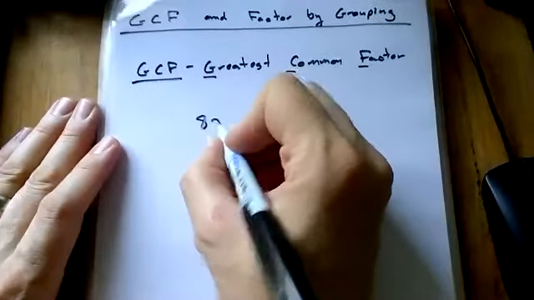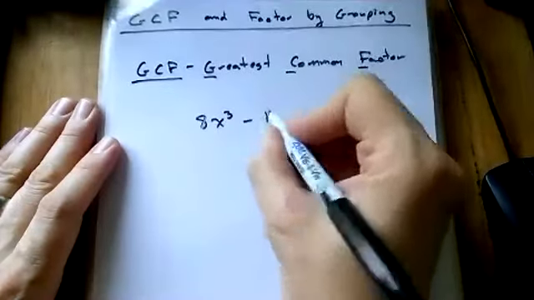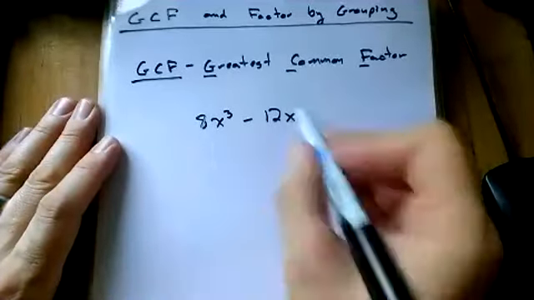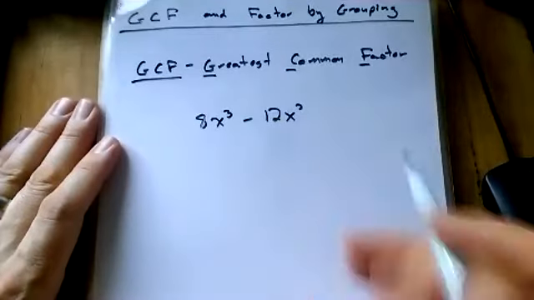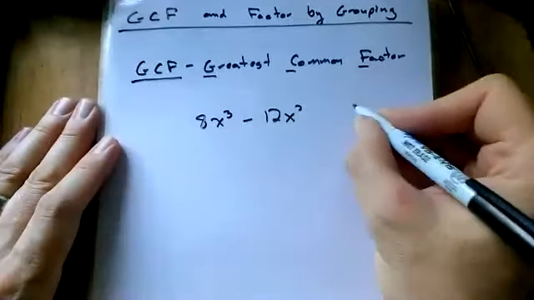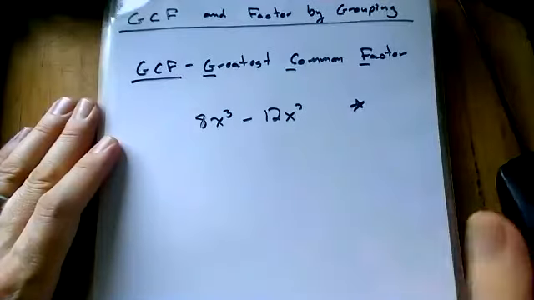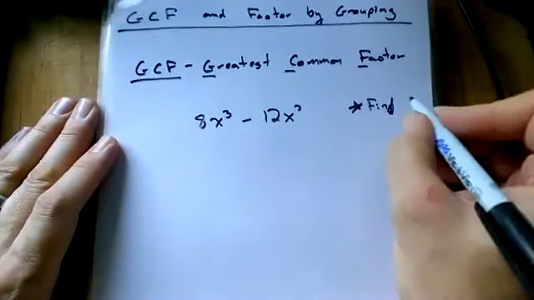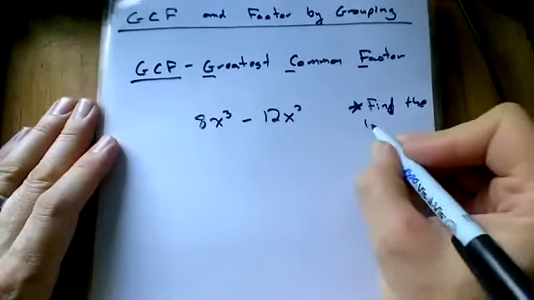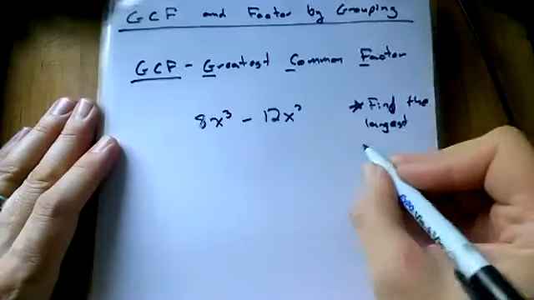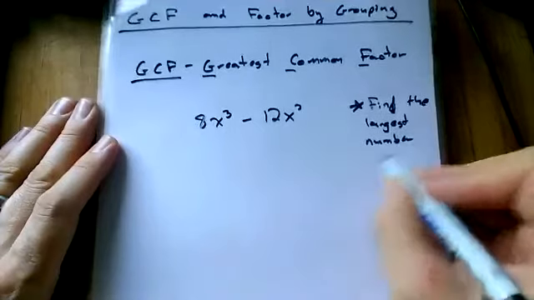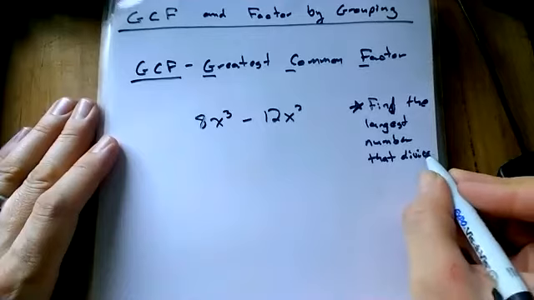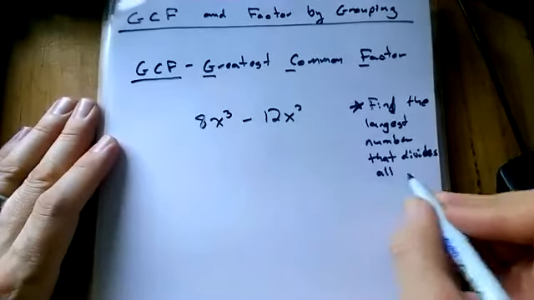Say we've got like 8x cubed minus 12x squared. What we're doing is we're splitting whatever statement into the product of two or more things. Greatest common factor, what we're going to be doing is we're first going to find the largest number that divides all of our coefficients.